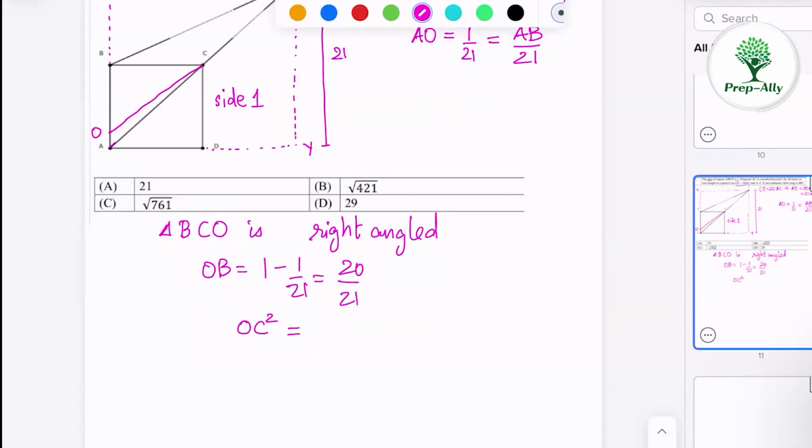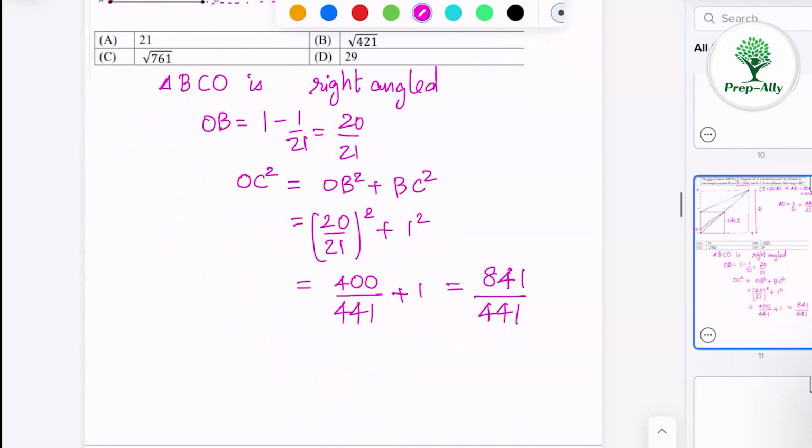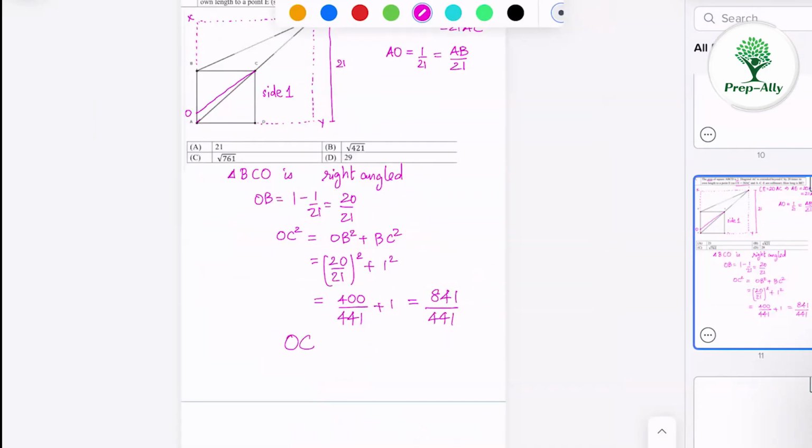So OC square equals OB square plus BC square, which is equal to 20 by 21 the whole square plus 1 square, which equals 400 by 441 plus 1, which is equal to 841 by 441. So from here, we get that OC is equal to square root of 841 by 441, which is equal to 29 by 21.